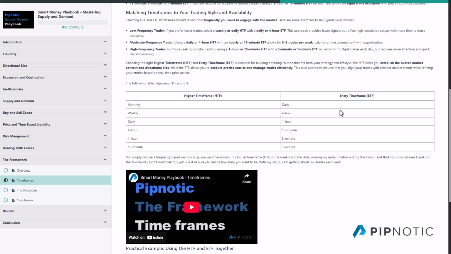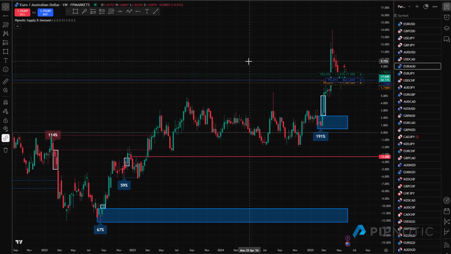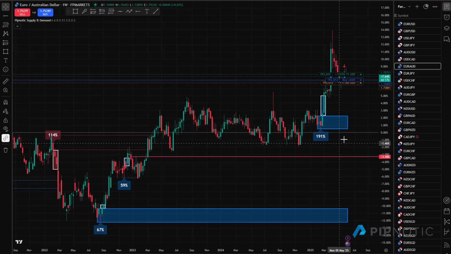Okay, so here, the weekly is our higher time frame. My entry time frame is a 4-hour. I normally stick to these two. So going here, you can do that. We have our weekly, which is the biggie. Fine.